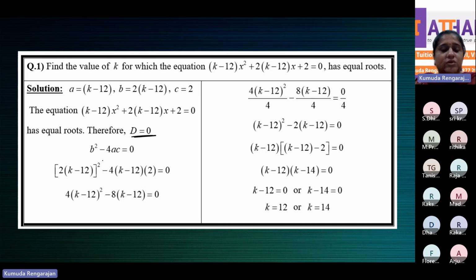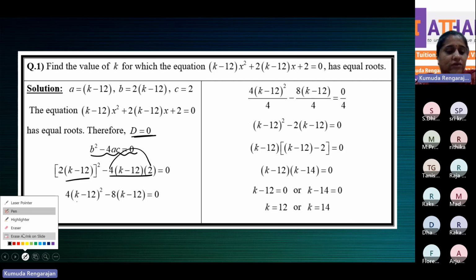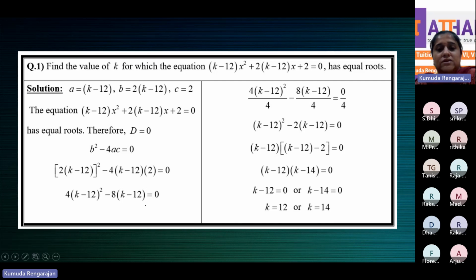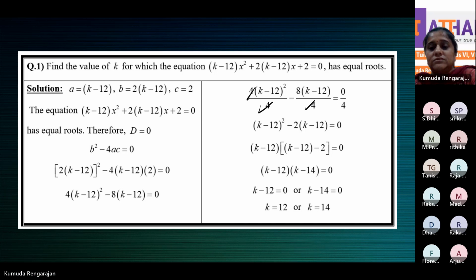Equal root, so d is equal to 0. That means b square minus 4ac is equal to 0. Substitute: b square is 2 square, 4 into k minus 12 the whole square. 4 2s are 8 into k minus 12 is 0. So at this point, you should divide by 4 throughout to simplify the equation. When you divide by 4 throughout, 0 by 4 is 0. So we have k minus 12 the whole square minus 2 into k minus 12 is equal to 0.